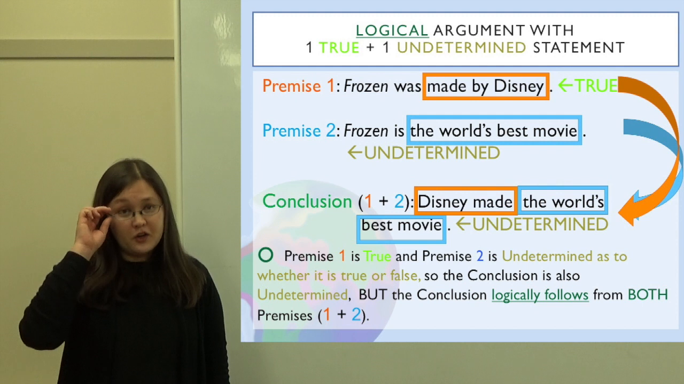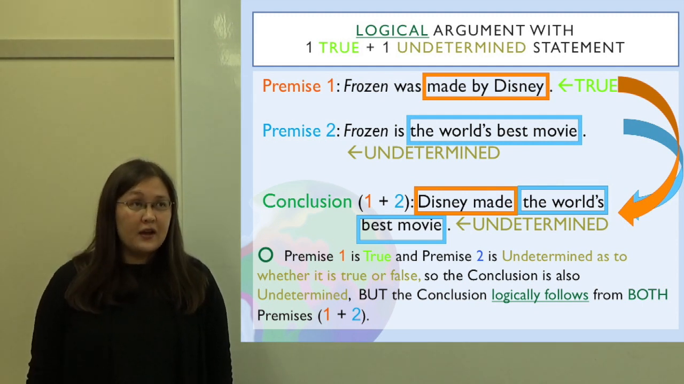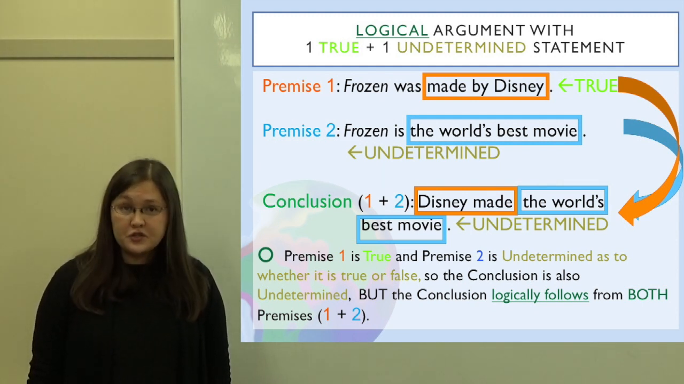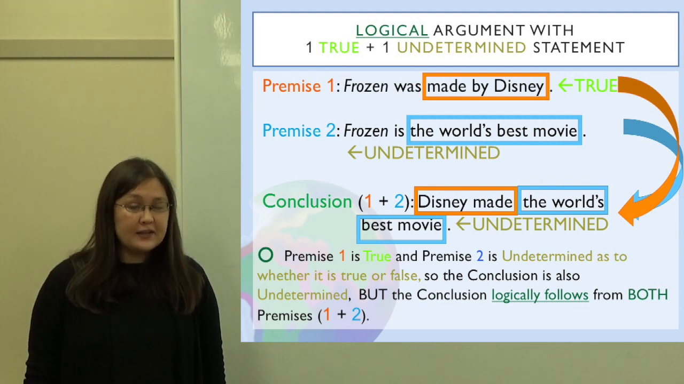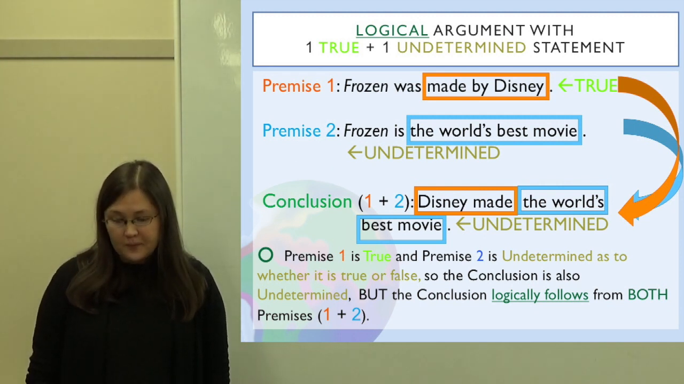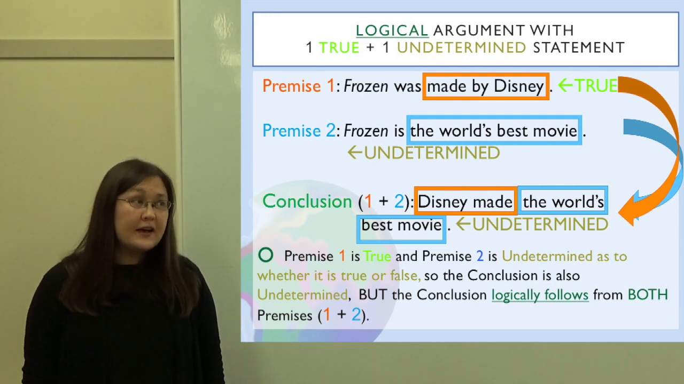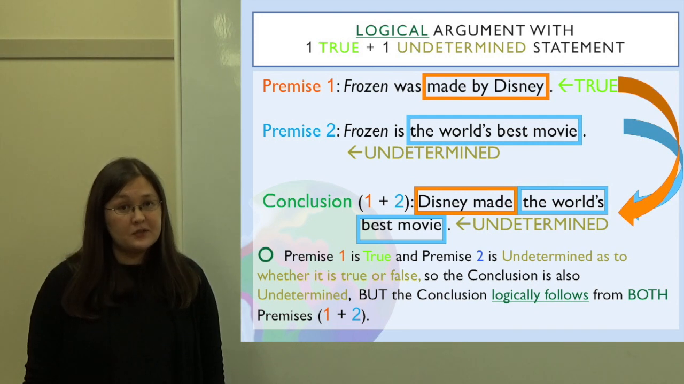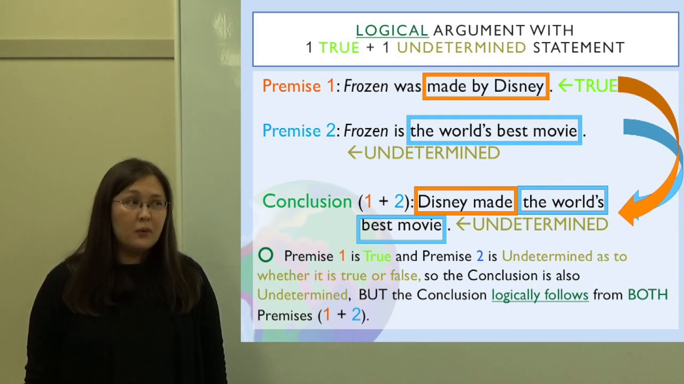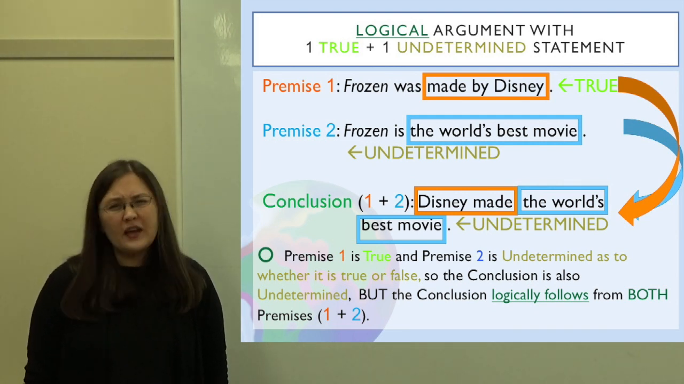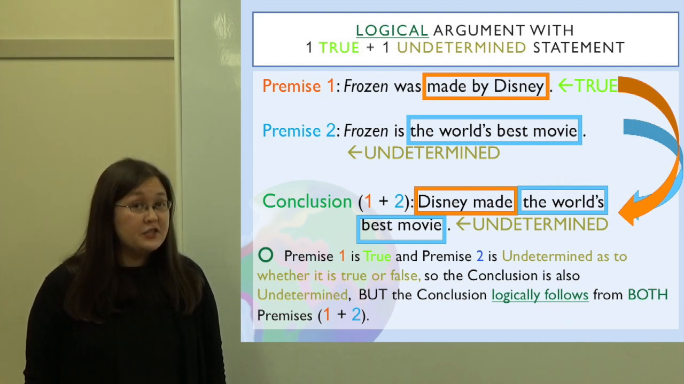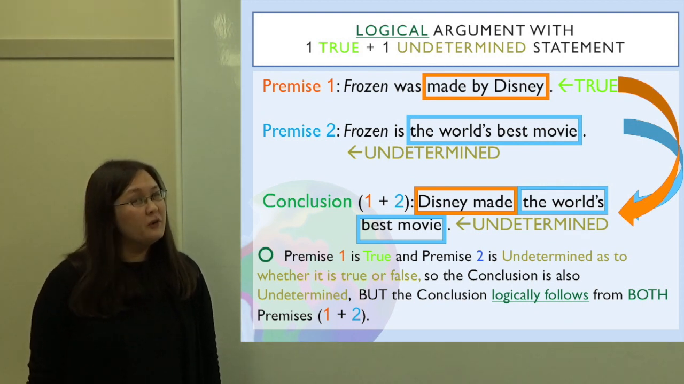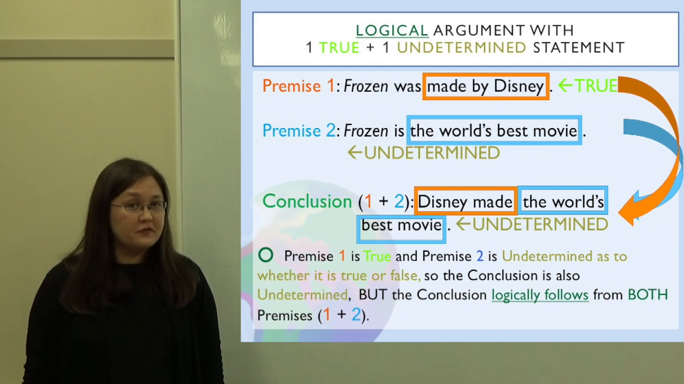Sometimes you will see arguments in the academic writing that you are reading for your research, or when you are writing your own academic writing, this kind of case may come up. So please be aware, when there's a logical argument that has 1 true statement, everyone already agrees. It's generally accepted as a fact. But there's also a premise that not everyone agrees on. It's undetermined. It's unclear. We're not sure if it's true or if it's false.